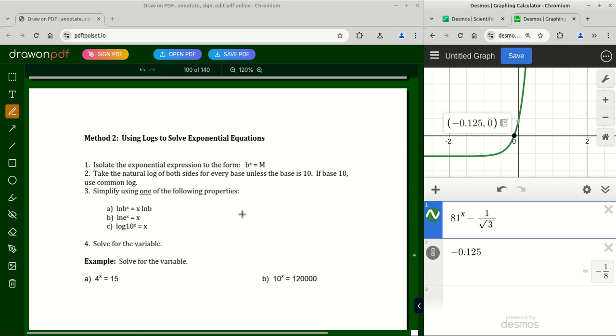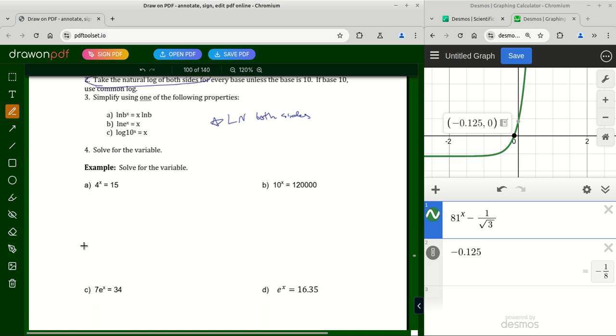Let's do this one. So method 2 is ln both sides. Okay, so this is important. You will use this method a lot more than the other ones. Ln both sides. Look, take the natural log of both sides. There it is. So let me show you how this works, and we'll go from there.